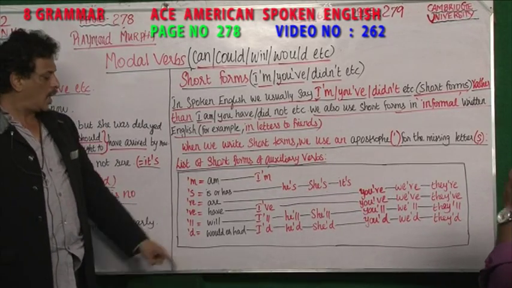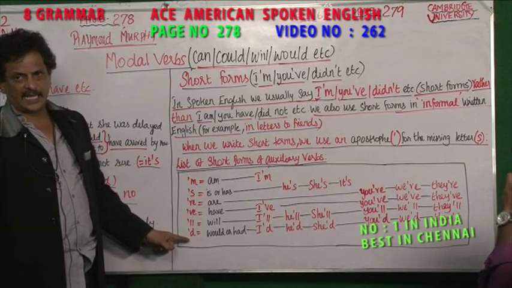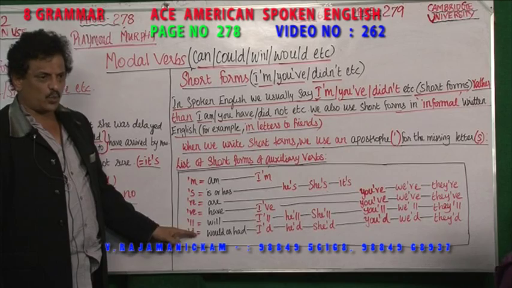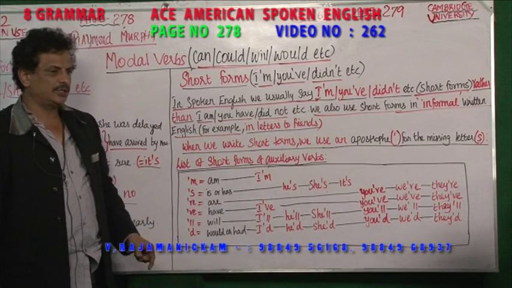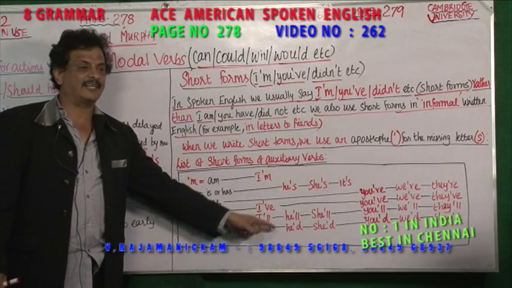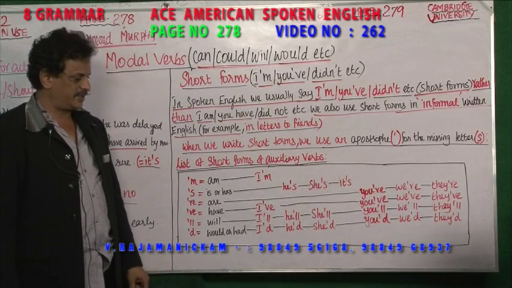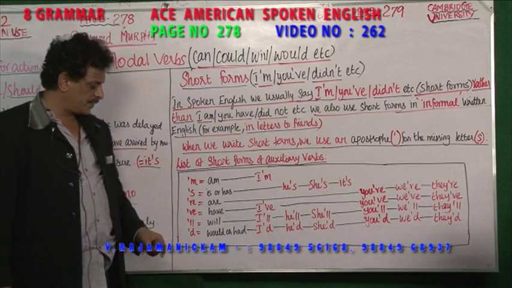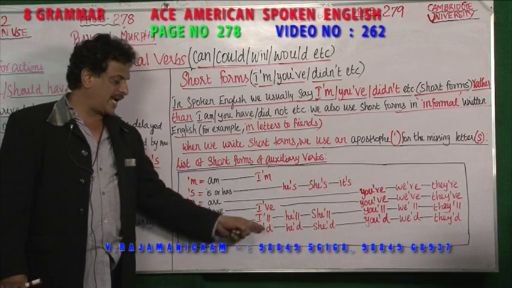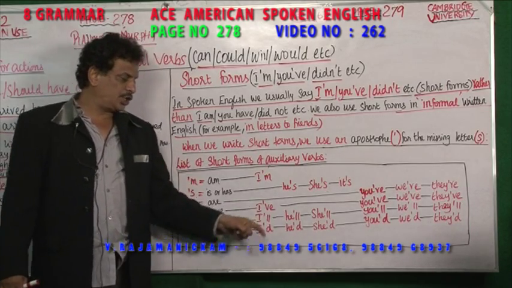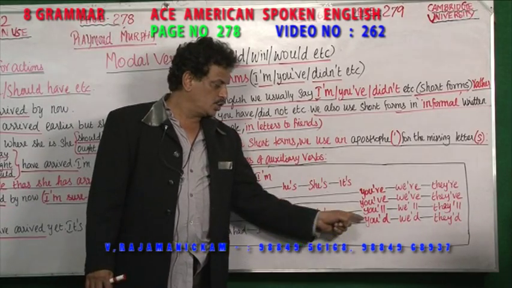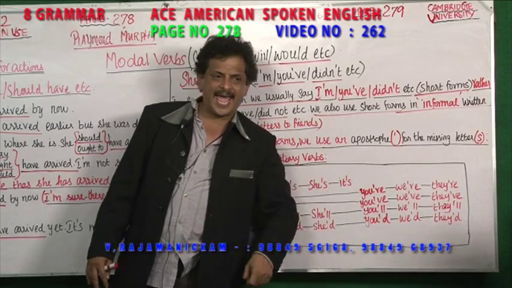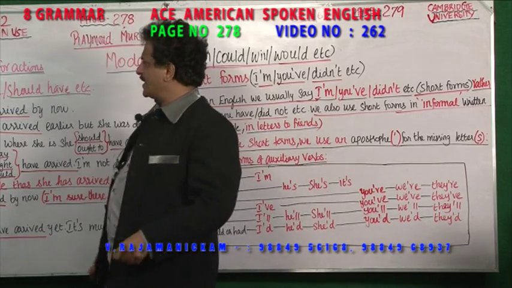Apostrophe D means would and had. Apostrophe D stands for both would and had. I'd, as in I had gone, means you have to use the past participle. If it is would, you can use the present tense: I would go. I would, I had, he would, he had, she would, she had, you would, you had, we would, we had, they would, they had. You got it, sir? So what do you understand by this?